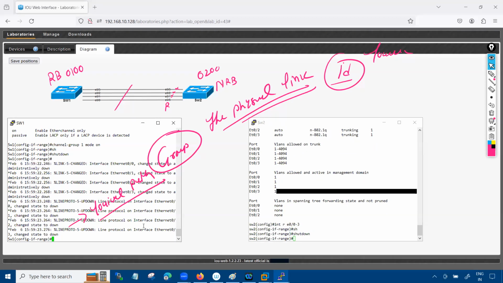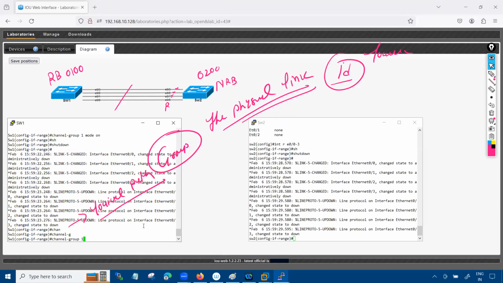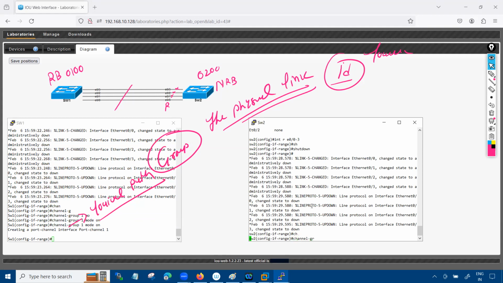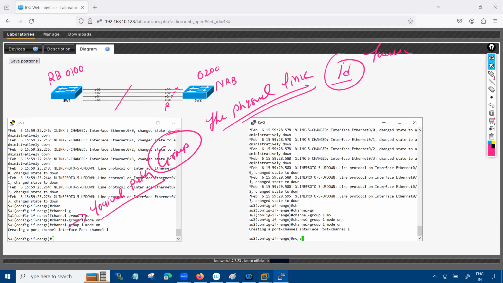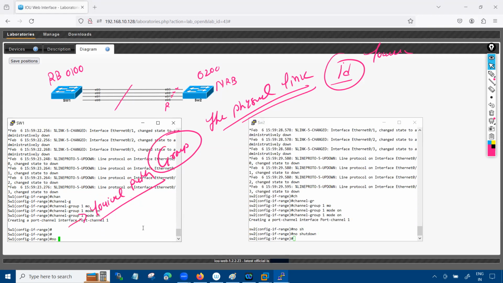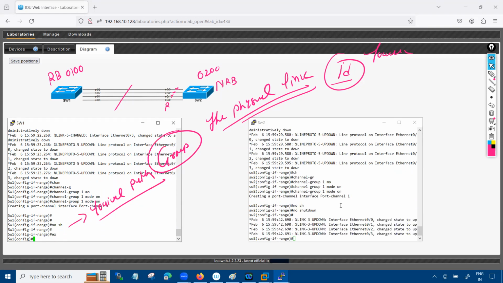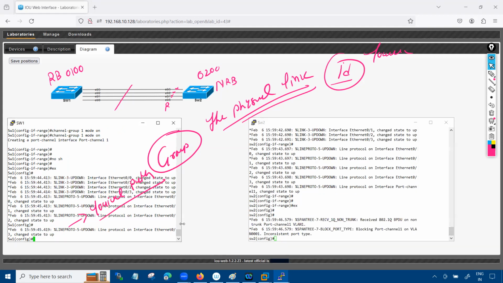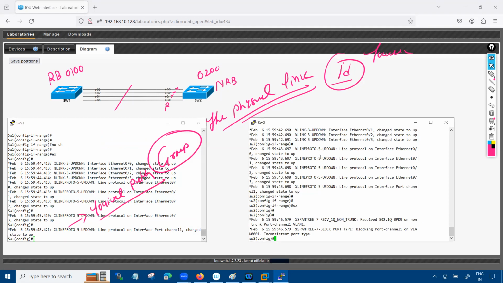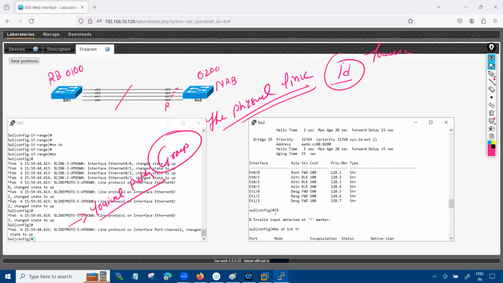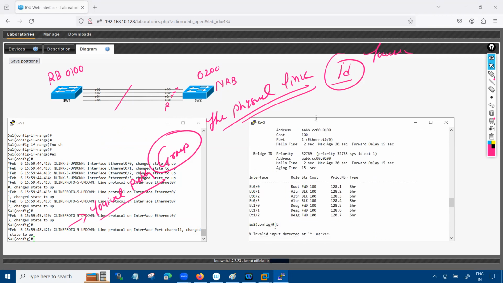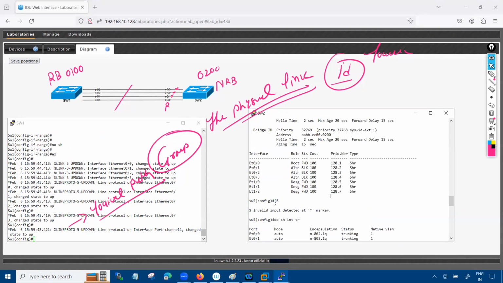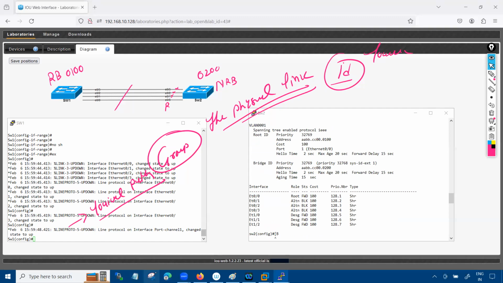And now I'm going to run the command again. Channel-group 1, mode on. That's my static behavior. Channel-group 1, mode on. And now I'm going to no shutdown these interfaces, no shutdown and no shutdown. So understand the difference right now. Let me show you this difference first.